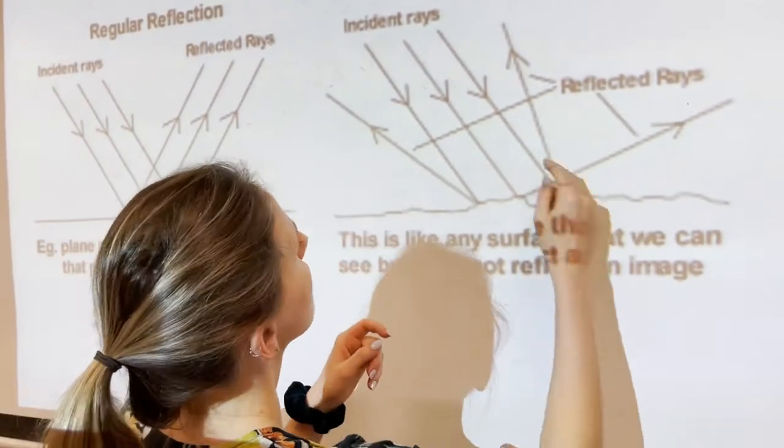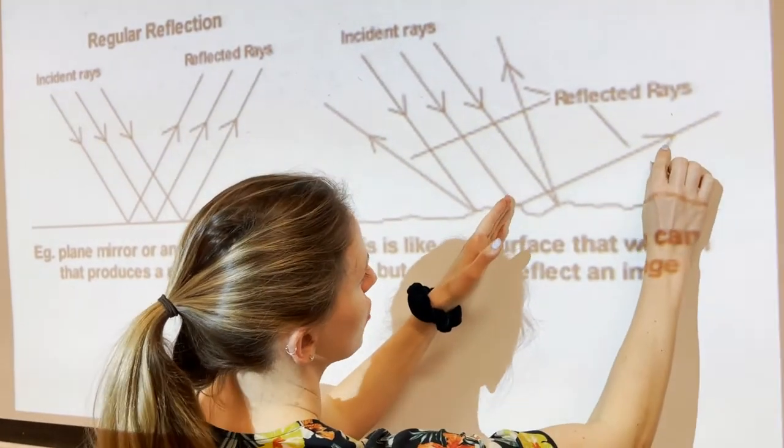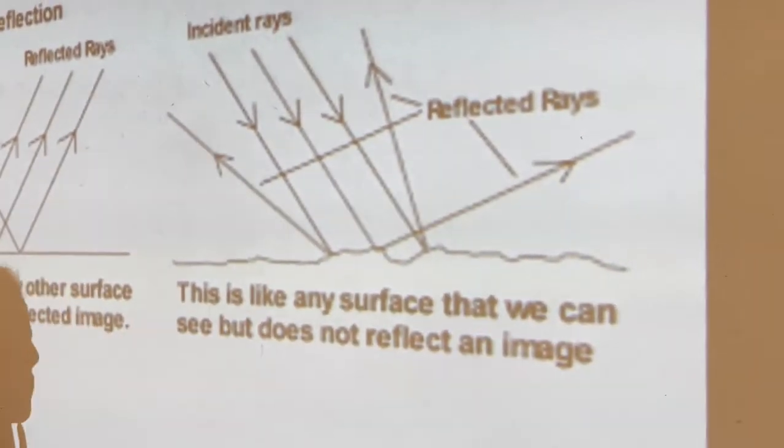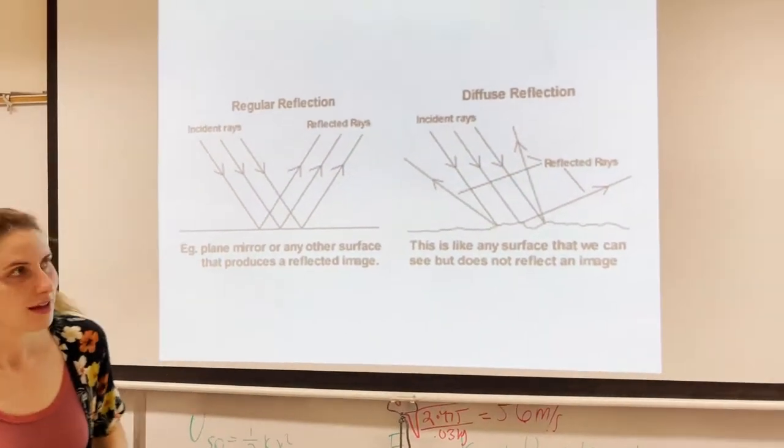Let's go with this one right here. It comes in, our normal is right here, and it bounces off in this direction. And so, yeah, it's a rough surface. What do we know that has a rough surface?